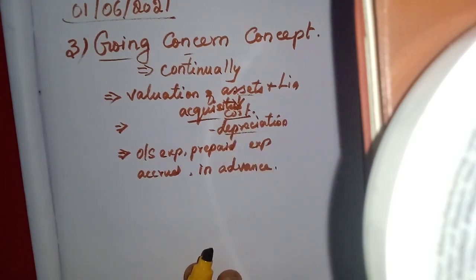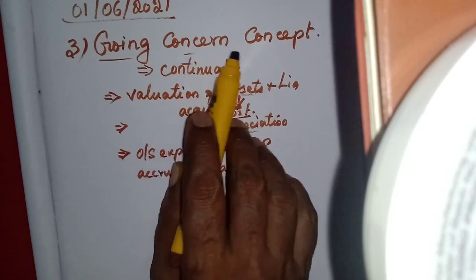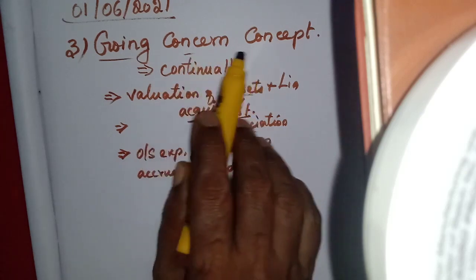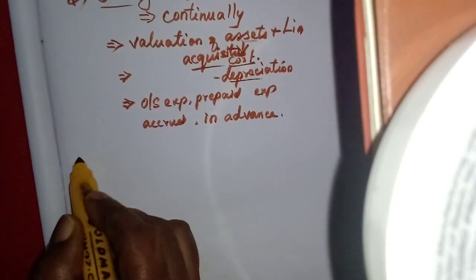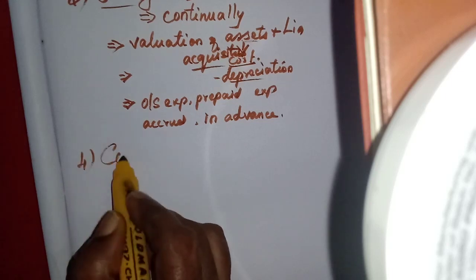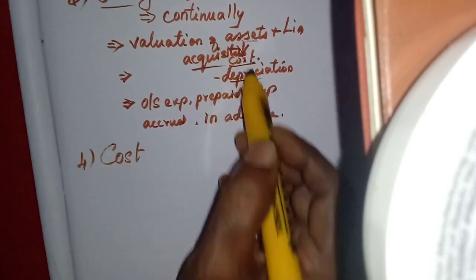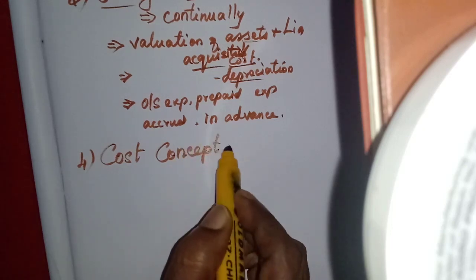Okay, students, so what is the meaning of this going concern concept? The business is a going concern and it will continue its operations for a long period of time in future. That is the meaning. Then the next concept is the cost concept. Here I have explained the cost concept.